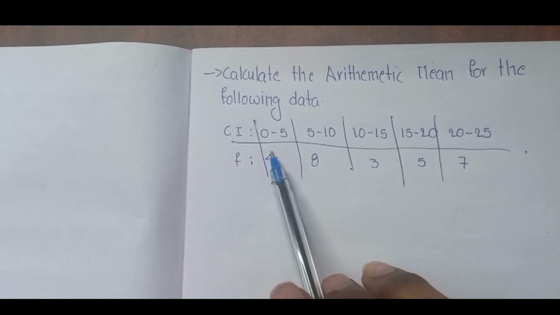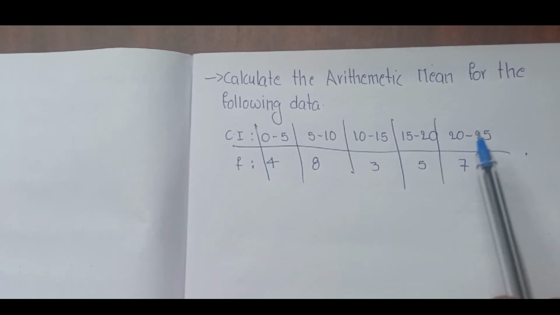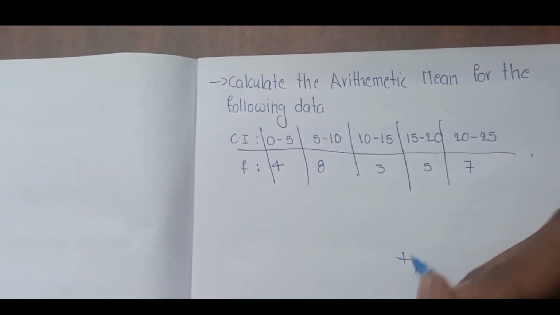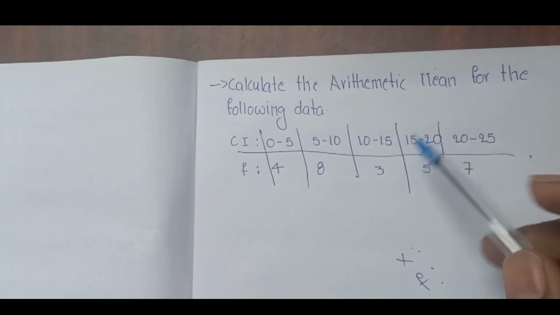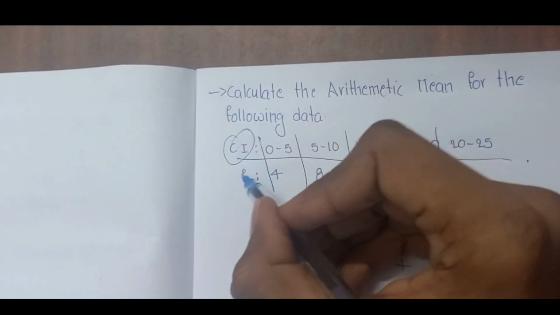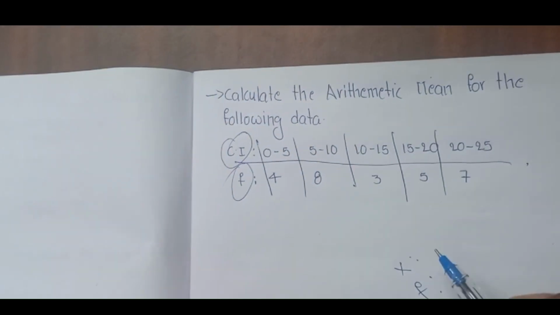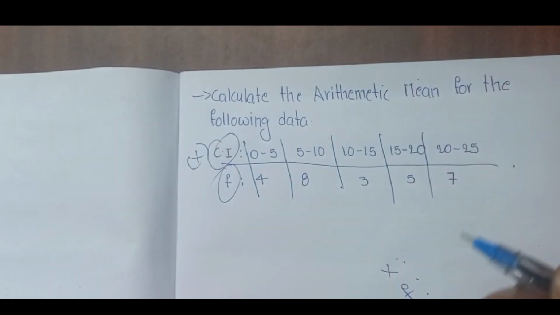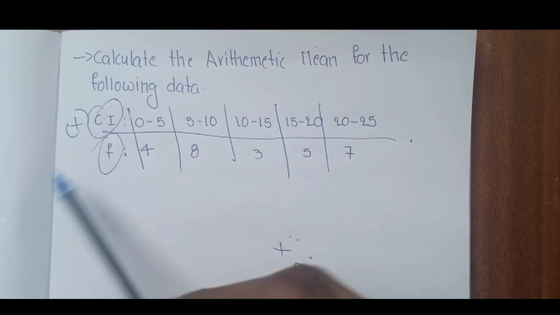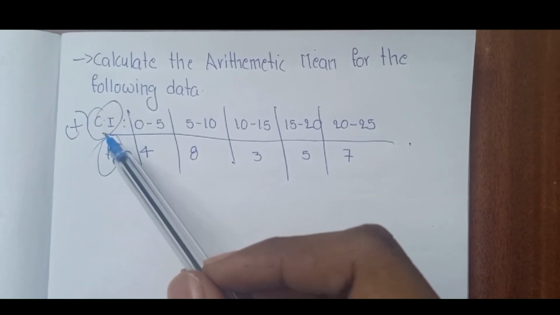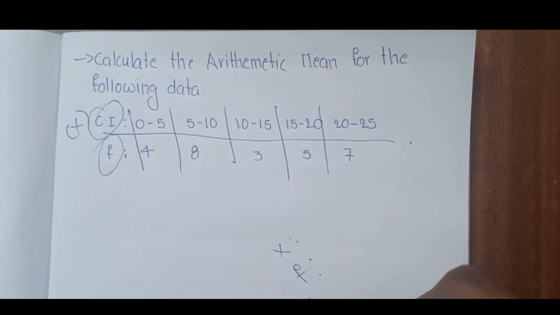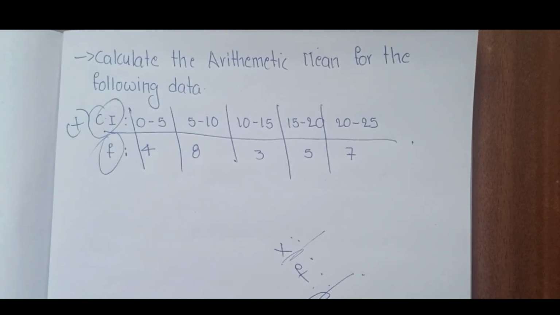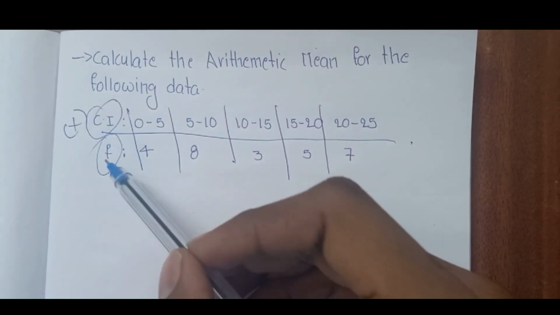See, the given data is in continuous series. How can we find that? Before, in discrete series, we only had the x values and f values. But here we have the class intervals and the respective frequencies. What are the class intervals? They are nothing but x. Here, class intervals indirectly represent the values of x. Now we have class interval values and frequency values.